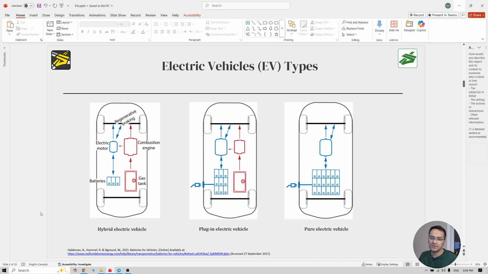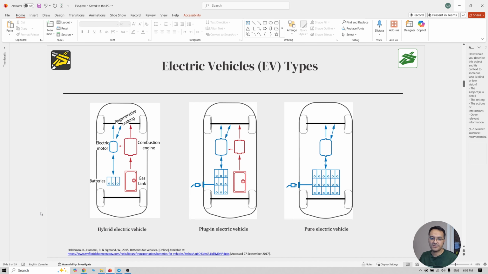One is the hybrid one, which has both gas tank and batteries, but it doesn't have a plug-in electric charger. So what we need is just to pour fuel into the gas tank, and then it will create and regenerate the electricity as it moves.